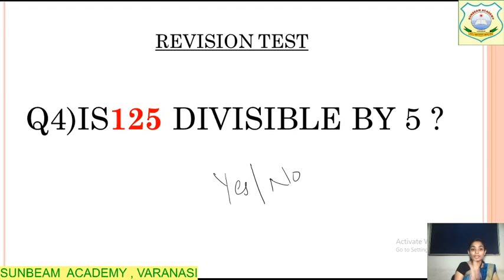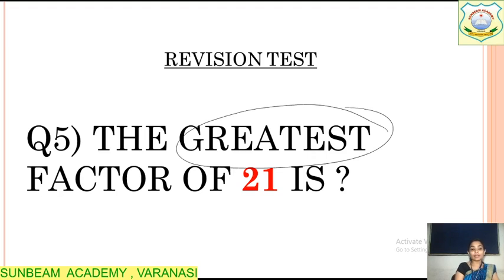Next. Is 125 divisible by 5? Yes, the ones place is 5. So yes, it is divisible by 5. Next, the greatest factor of 21. If we talk about the factor, the greatest factor will be 21 only. So the answer is 21.